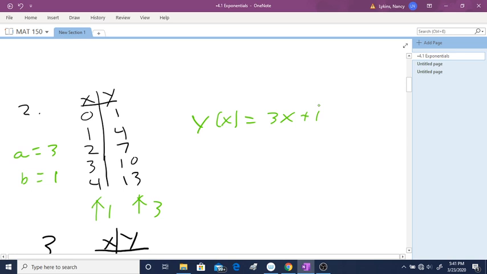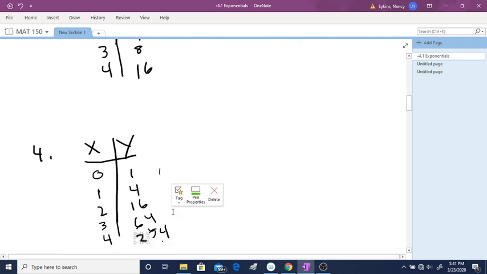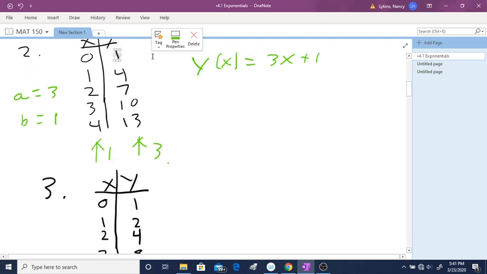Now you can try all of these if you want to, but take a look at the last one, x is 4. 4 times 3 is 12 plus 1, gives you that y is 13. So this gives you a little review on linear, what we talked about before.